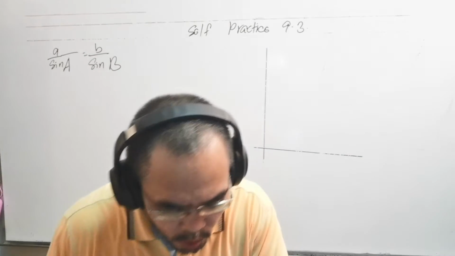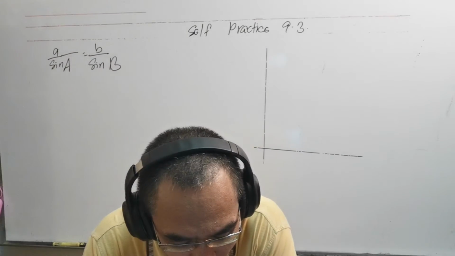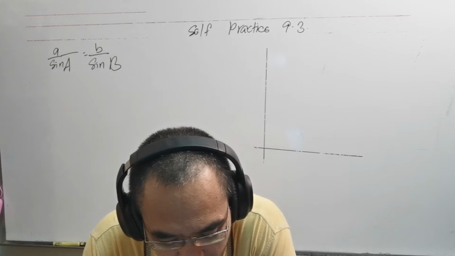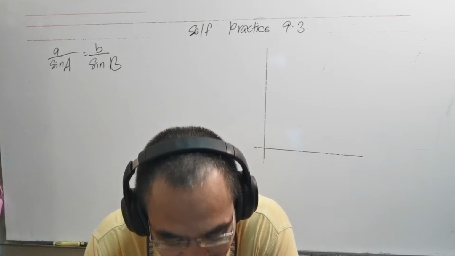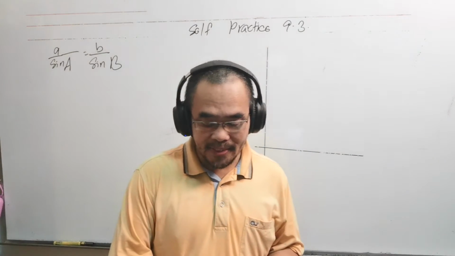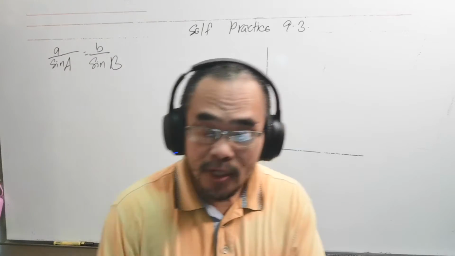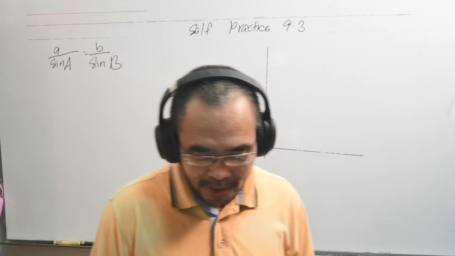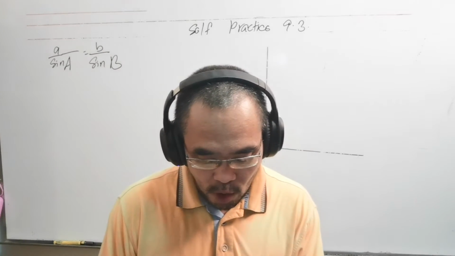Okay, so if you look at question number 1 for self practice 9.3, for each of the following triangles, determine whether ambiguous case exists. So what is ambiguous case? It's more difficult to explain than to do. Okay, I'll show you whether there is ambiguous case or not.